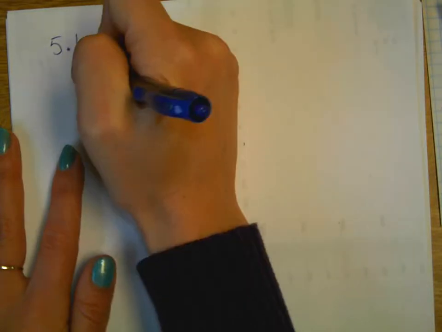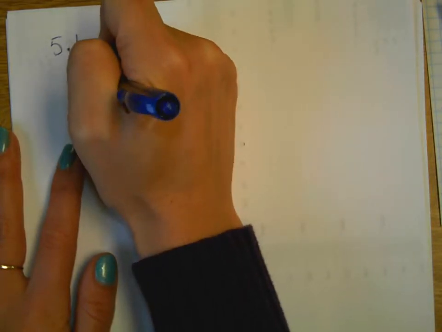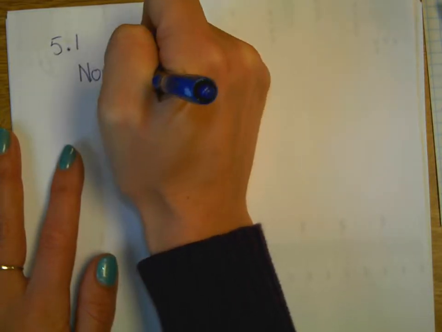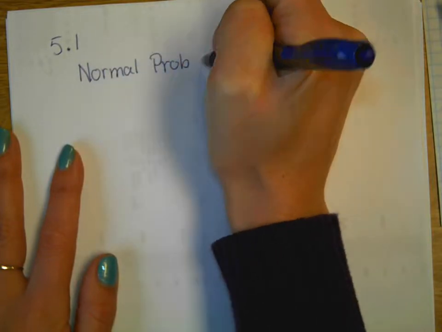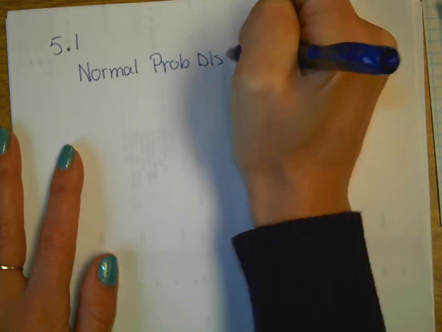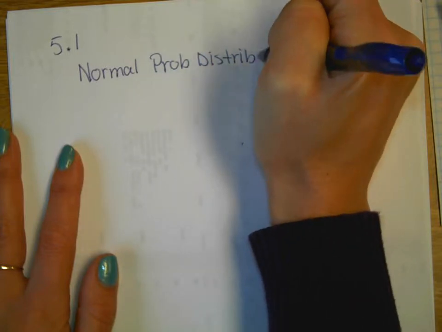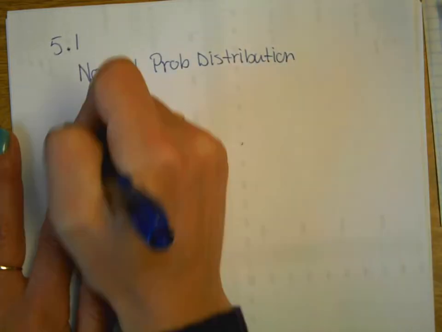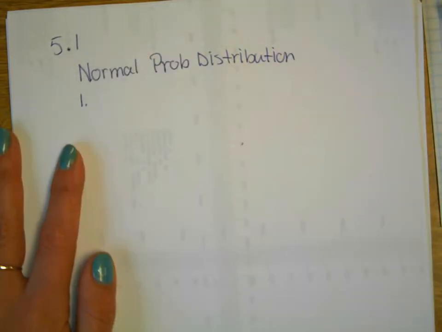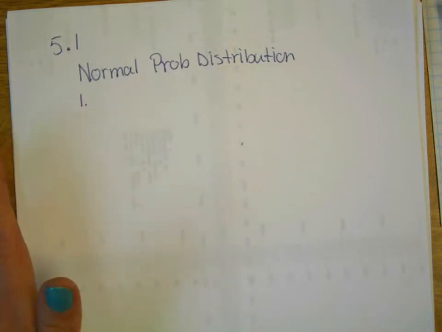Okay. We are going to examine the normal probability distribution. Okay, the normal probability distribution has 5 characteristics we're going to talk about.